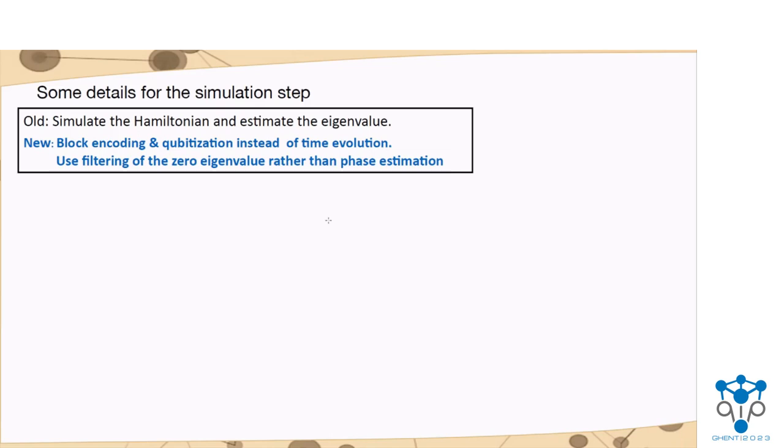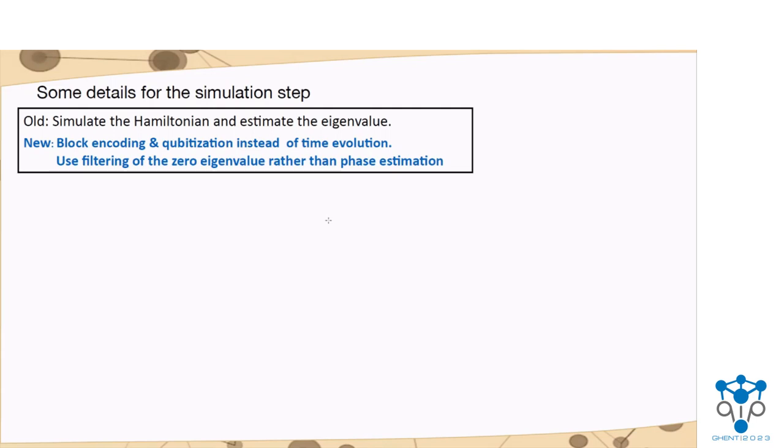So let me go into a few more details about this. Standardly, you would do time evolution followed by QPE, followed by counting of the zero eigenvalues. We do something a little bit different. Instead of constructing the time evolution, we'll be using block encoding of the Hamiltonian and then constructing the so-called qubitrate operator, which is a type of quantum walk operator, which I'll detail in a second, but I'm going a little bit ahead of myself. And that's going to allow us to be a little bit more efficient.